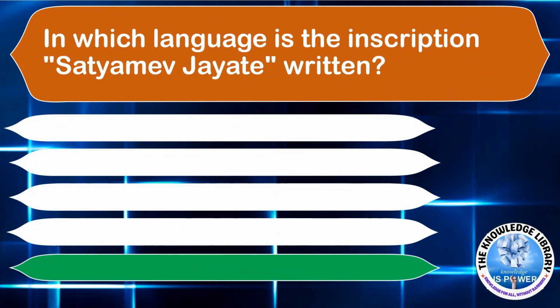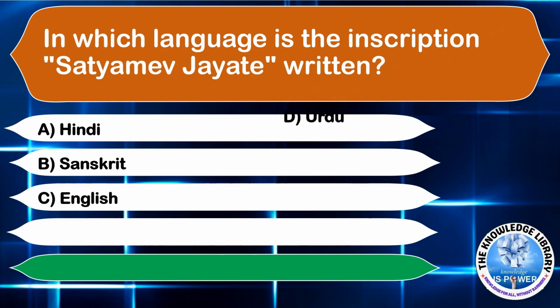In which language is the inscription Satyamev Jayate written? Option A, Hindi. Option B, Sanskrit. Option C, English. Option D, Urdu. The correct answer is option B, Sanskrit. Move to the next question.